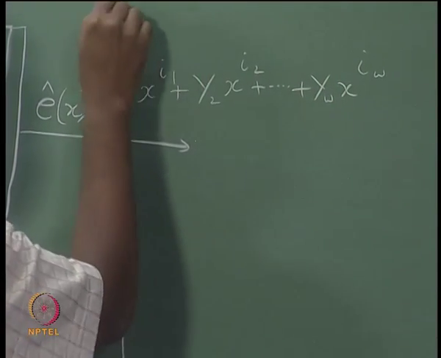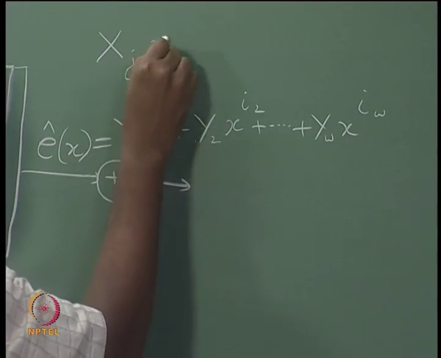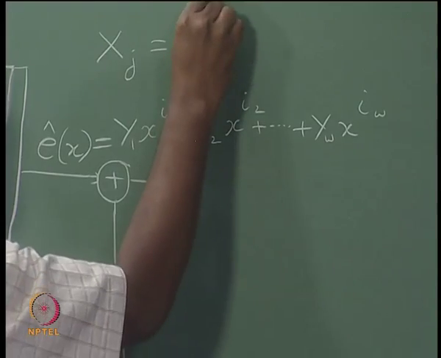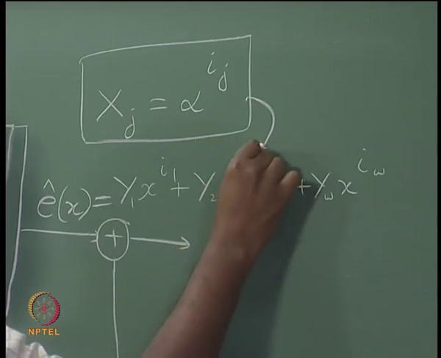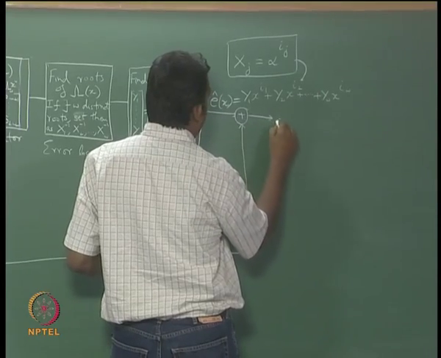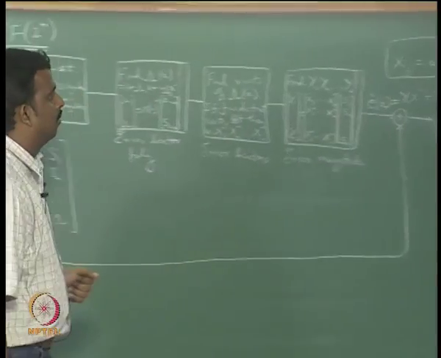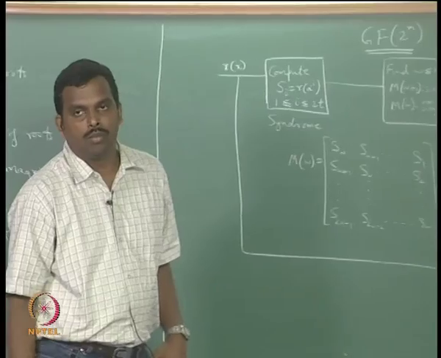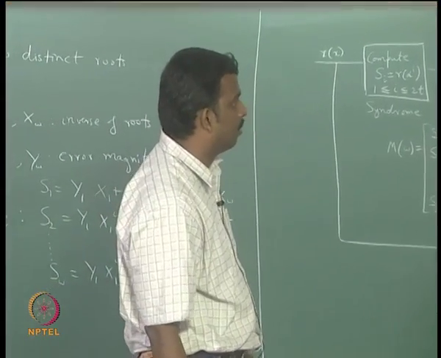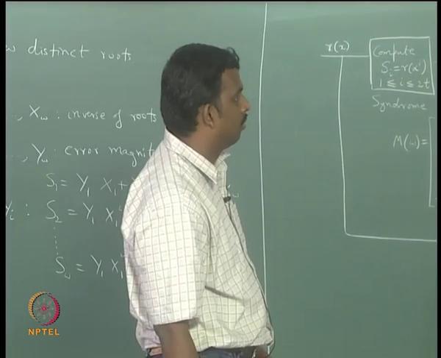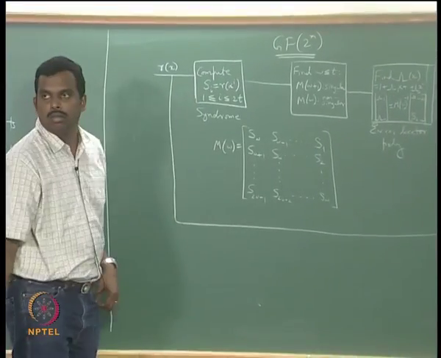What are these ij's? The xj equals alpha power ij. Okay, so this is quite important. So we find it. This gives you a c hat of x. Okay. Once you get the Si's.